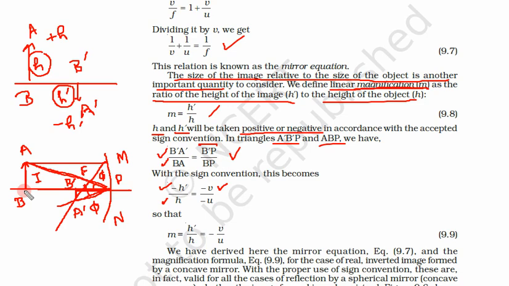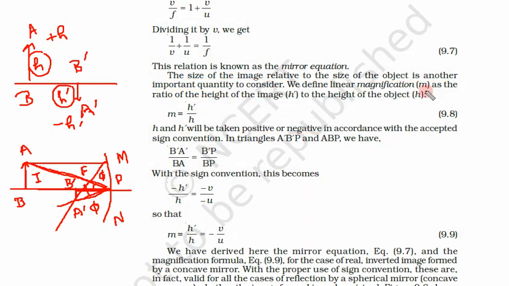What is BP? Distance of the object from pole P. It was u, but minus u. So with the sign convention we got this. So this negative and negative cancel out. So what we get? Minus h dash upon h is equal to v upon u. This is our equation that we have got.